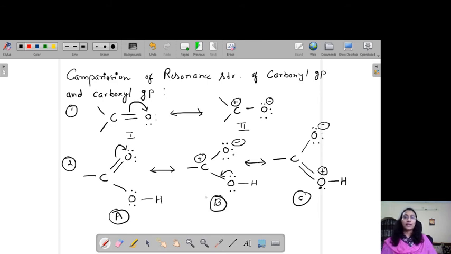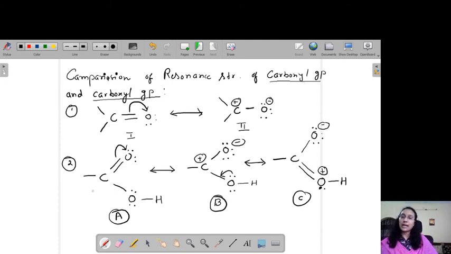Okay. Just observe the 3 structures. Structure number A, structure number B, and structure number C. These are the resonance structures of the carboxyl group. And number 1 is giving you the resonance structure of the carbonyl group. How will you explain this?